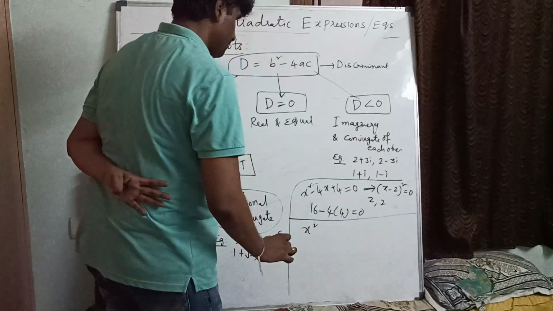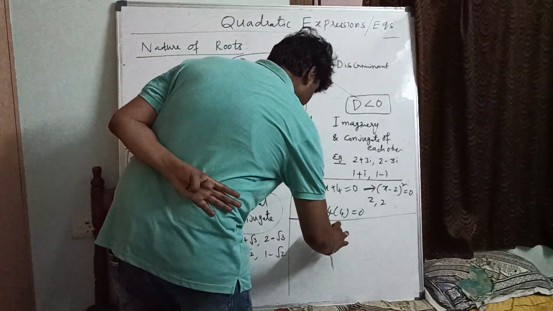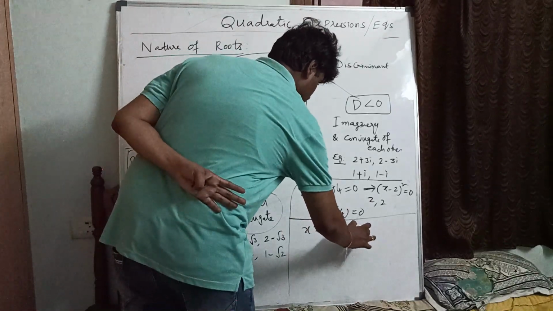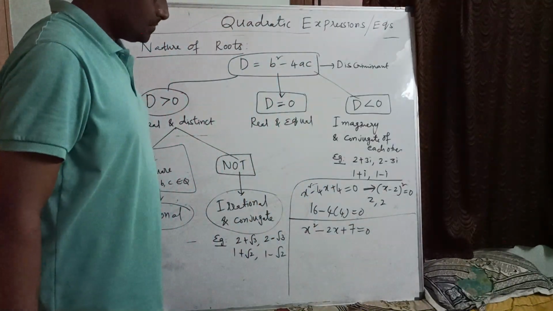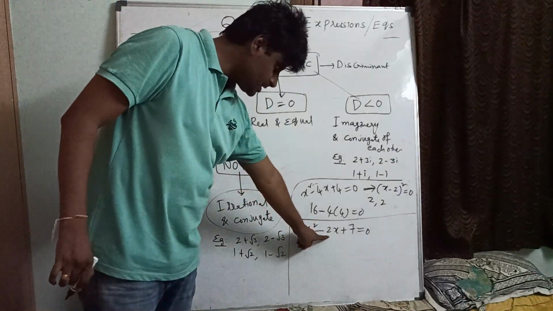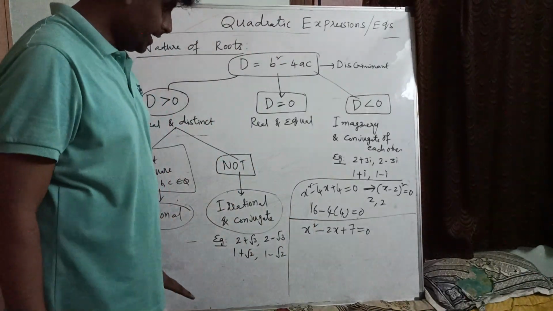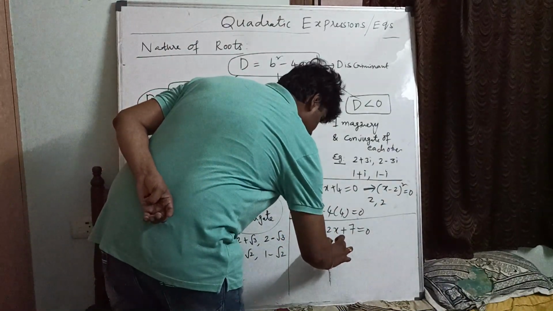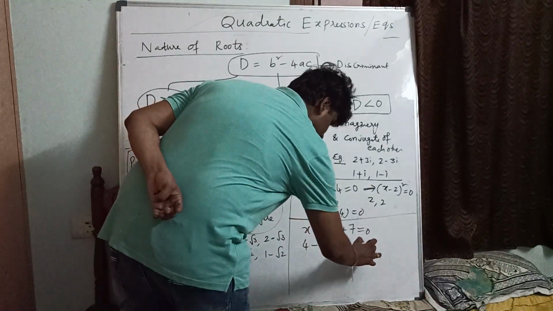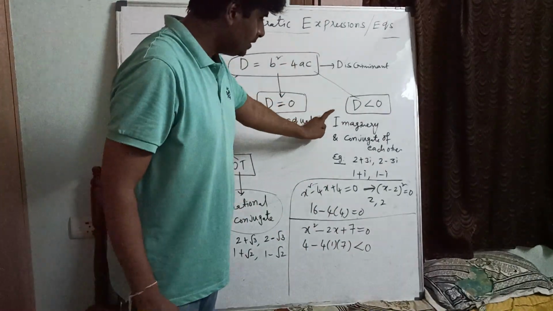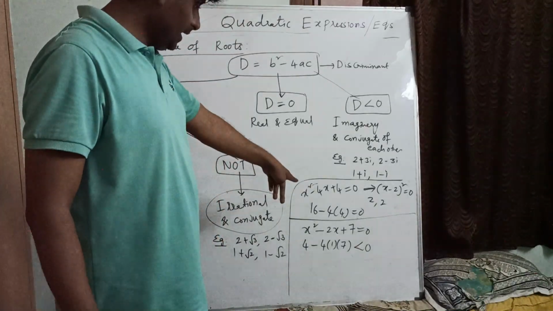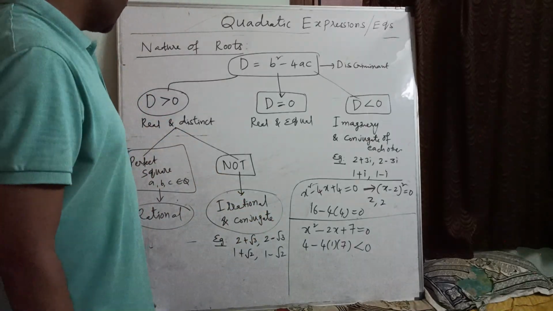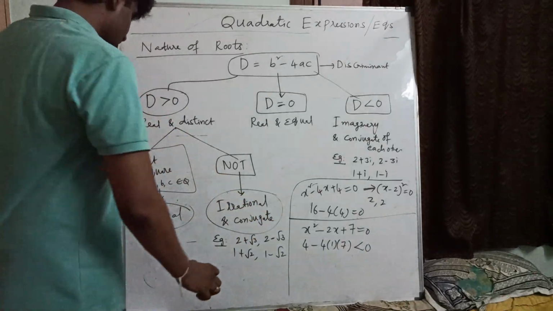x square minus 2x plus 7 equal to 0. Now here let us find b square minus 4ac. What is b square? 4 minus 4ac. What do we get? Negative. Whenever it is negative, the roots are imaginary and conjugate. We can apply the formula method to find the roots there. Clear? So for this also we can take many examples.